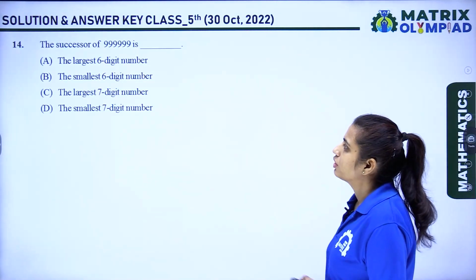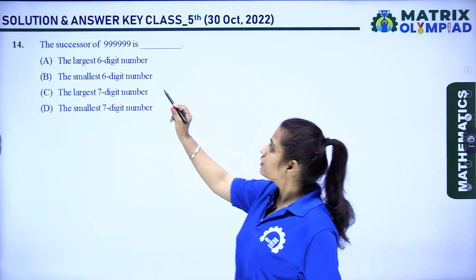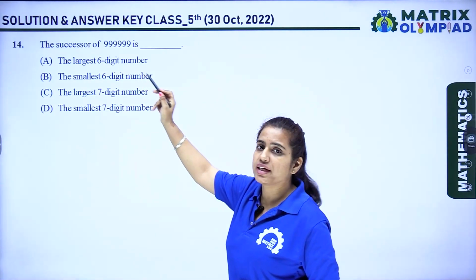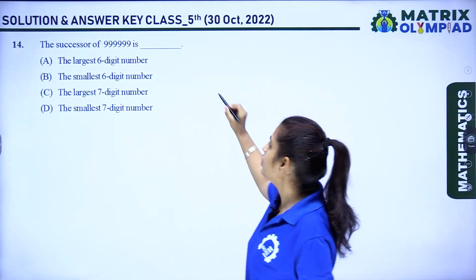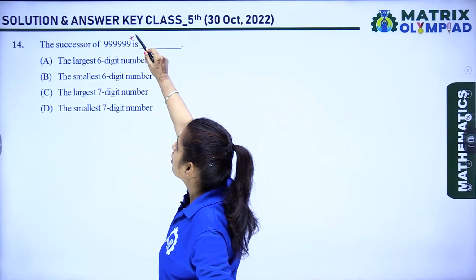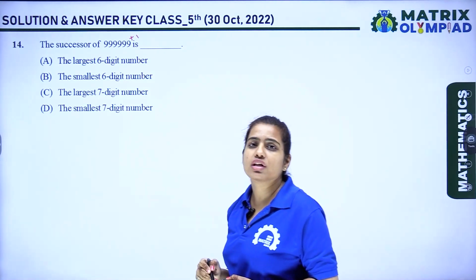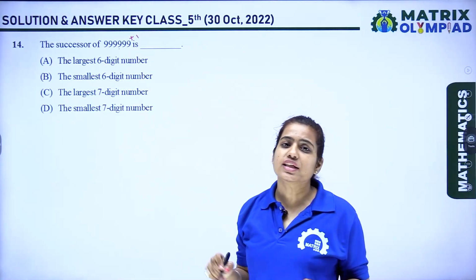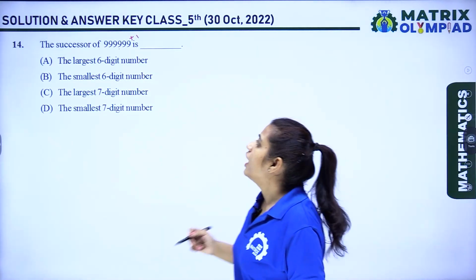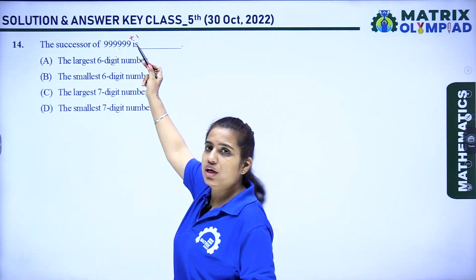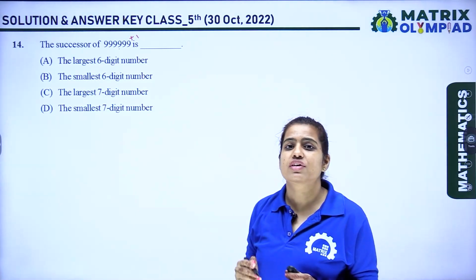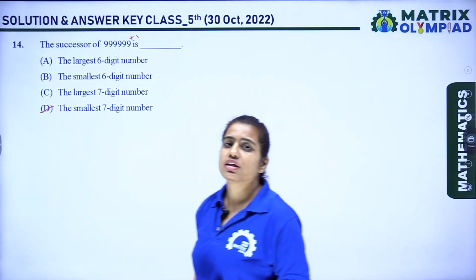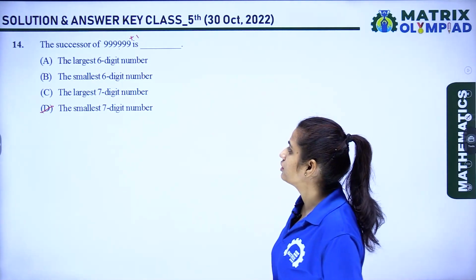Now the next question. Question 14 says that the successor of 9,99,999 is. For the successor, we know that we have to just add 1 to the given number. So here, this is a 6-digit number, or we can say that this is the largest 6-digit number. And in the largest 6-digit number, if we add 1, we get the smallest 7-digit number. So here, option D is the correct answer, that is the smallest 7-digit number.